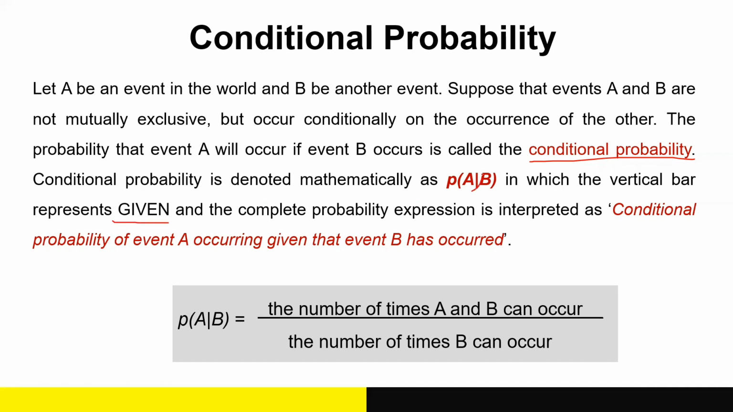So this is it. And the complete probability expression is interpreted as the conditional probability of event A occurring given that event B has occurred is equal to the number of times A and B can occur divided by the number of times B can occur.